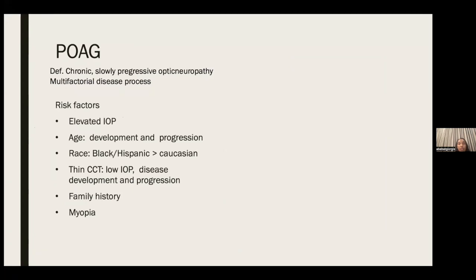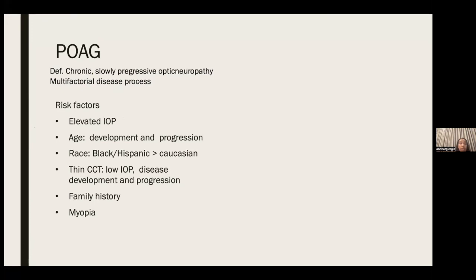POAG, I think it was mentioned by the previous speaker, Dr. Kroner. POAG is defined as a chronic, slowly progressive optic neuropathy, and it is a multifactorial disease process. The risk factors are elevated IOP, and age; age is a risk for development as well as for progression.